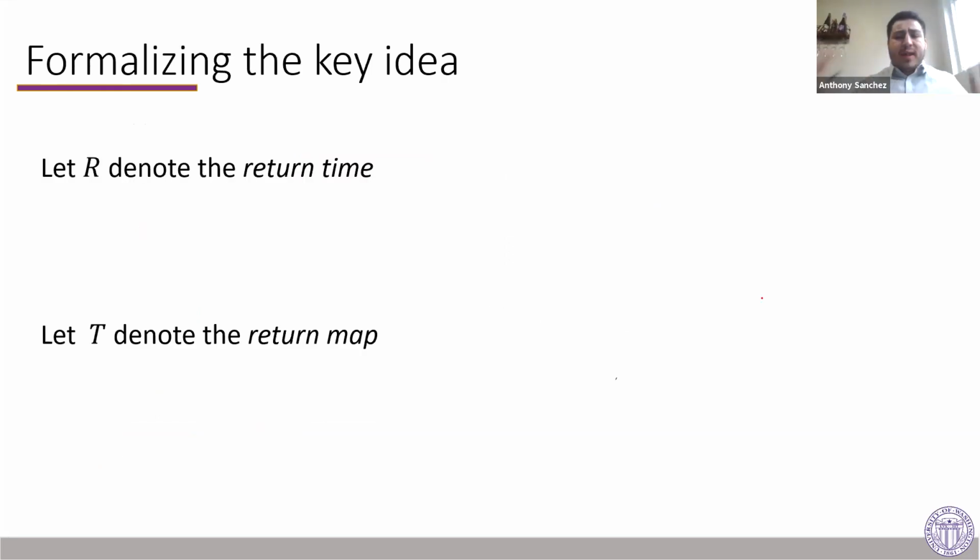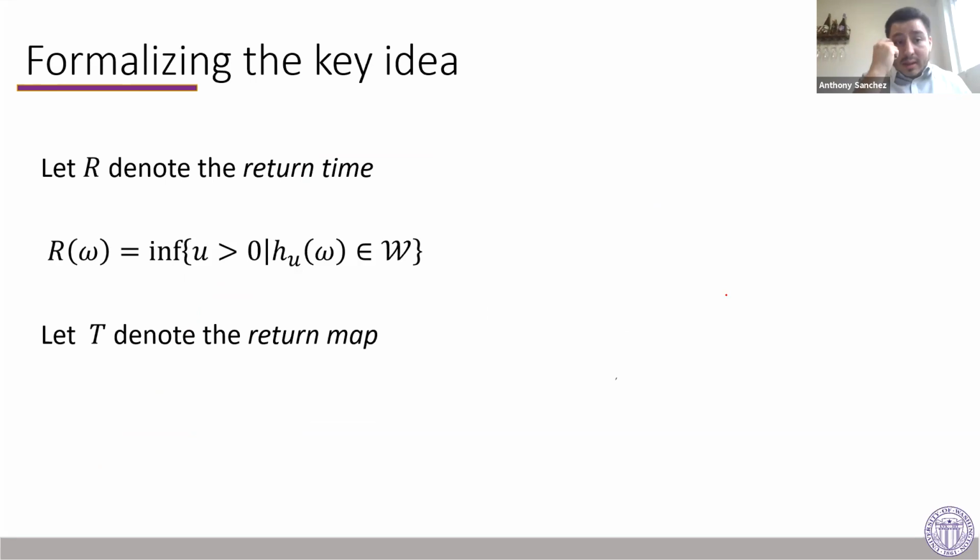And now let's bring everything together and formalize this key idea. So let R denote the return time and T denote the return map under this transversal. R is just the function giving the amount of time I need to wait before I come back to the transversal. And T is just the return map, right? So it's implicitly defined by flowing until I come back. Now that I've flown until I've come back, I've come back to the transversal.